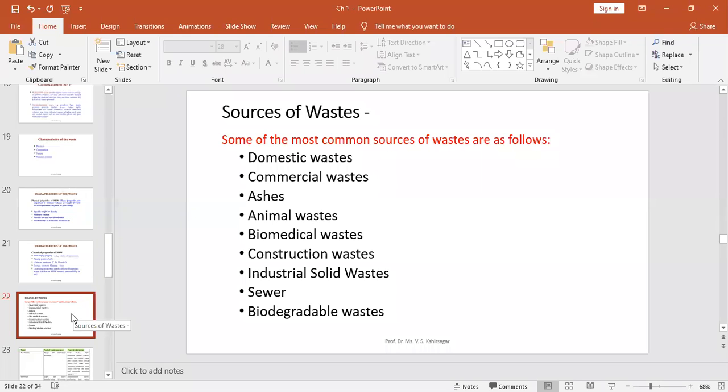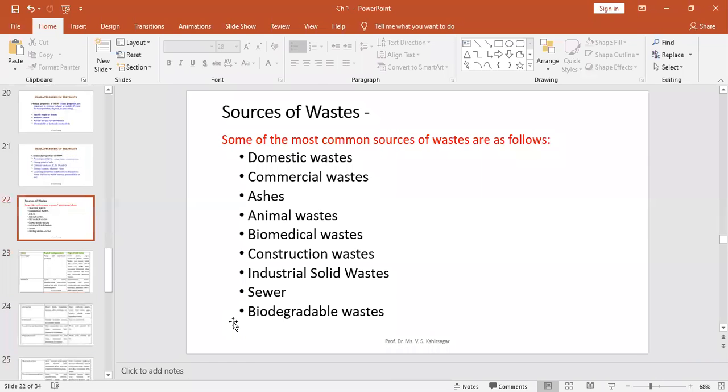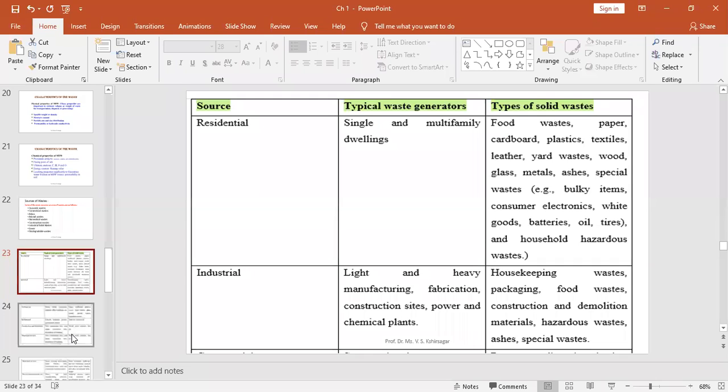There are different sources: domestic waste, commercial waste, ashes, animal waste, biomedical waste, construction waste, industrial waste, sewer waste, and biodegradable waste. So this part we have discussed in detail, one by one, I think.